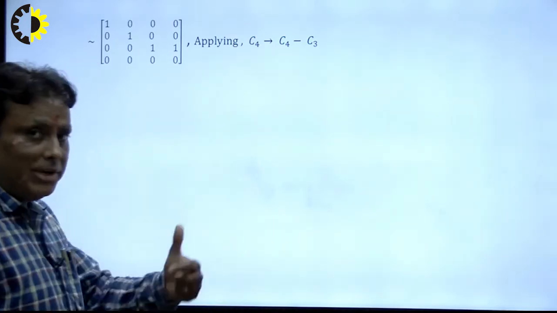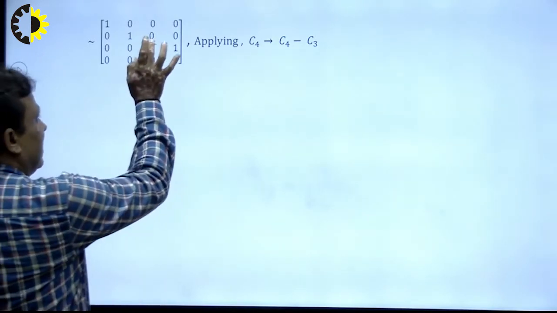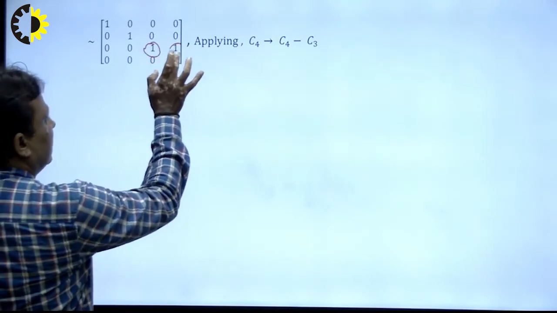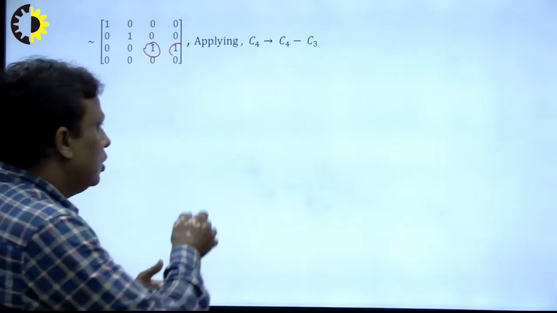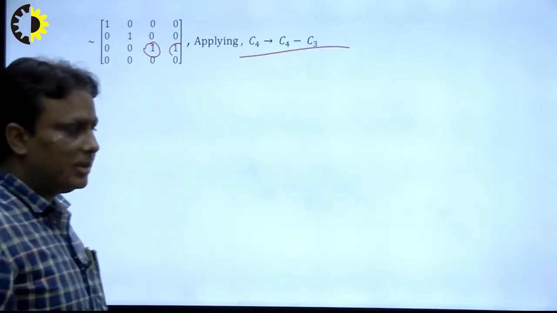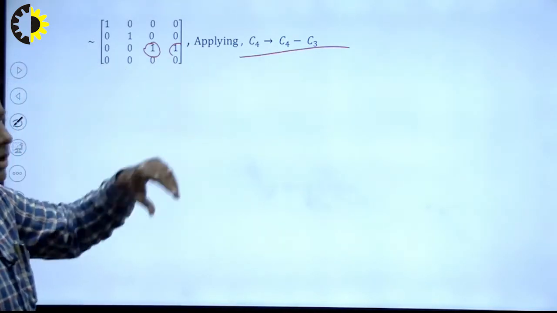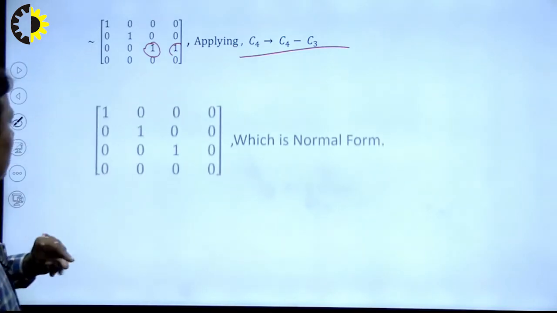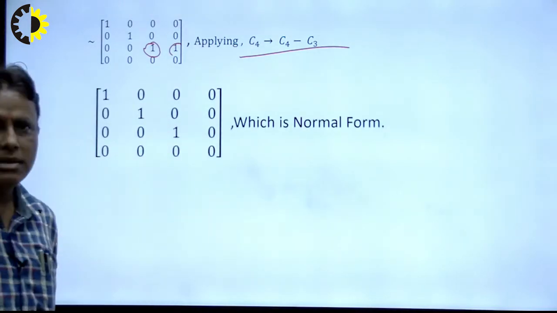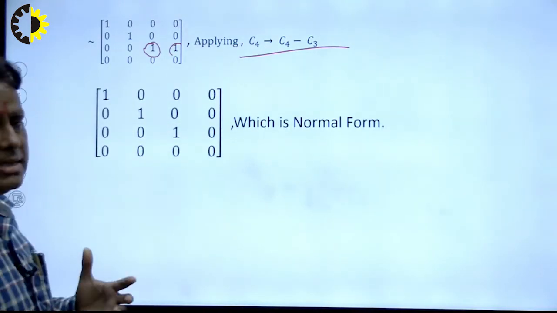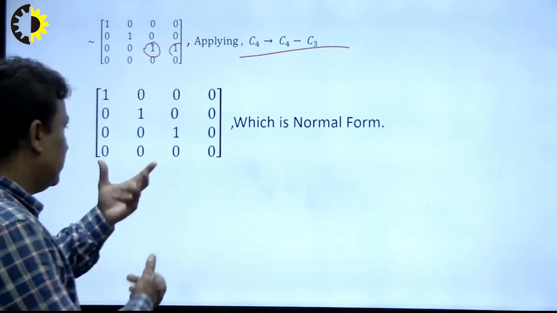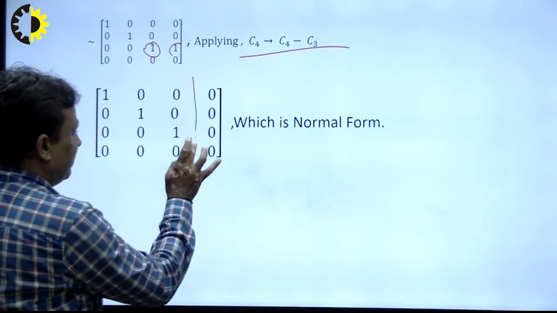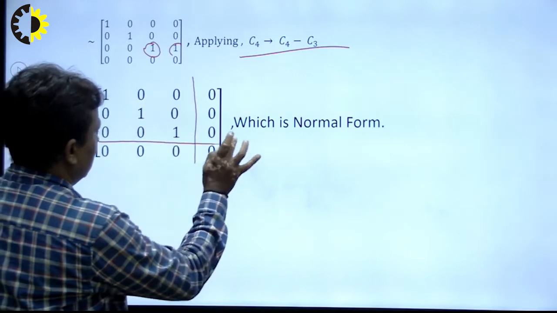So with the help of this element we create a 0. How? By using column operation. If I apply C4 arrow C4 minus C3, I get this matrix. Now the question is, okay, is this an echelon form or not? Now check that.